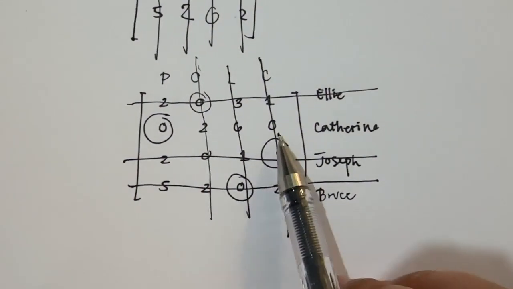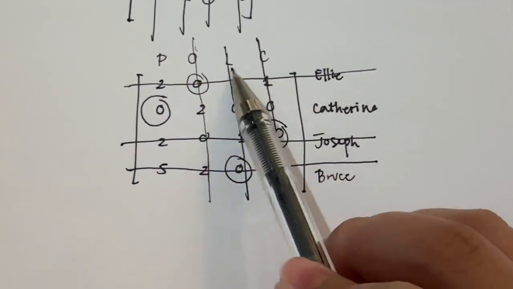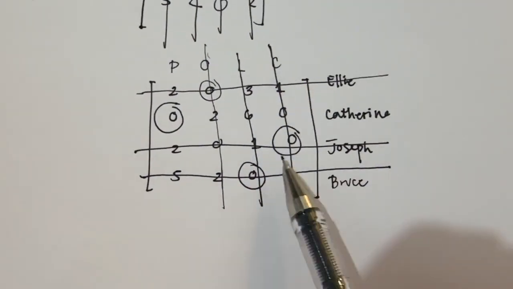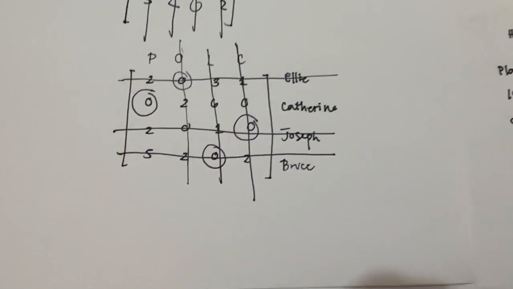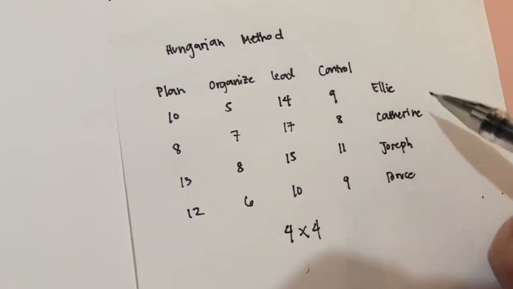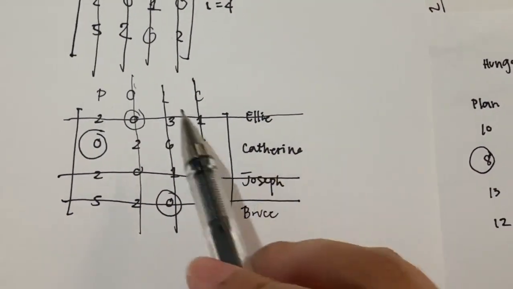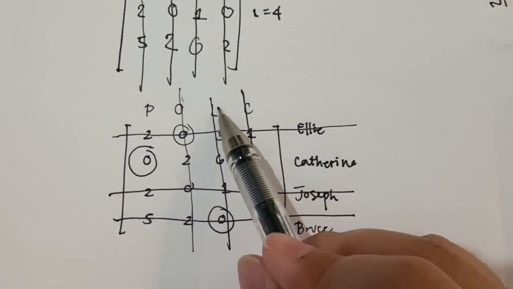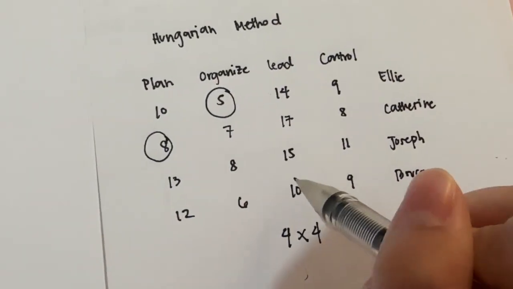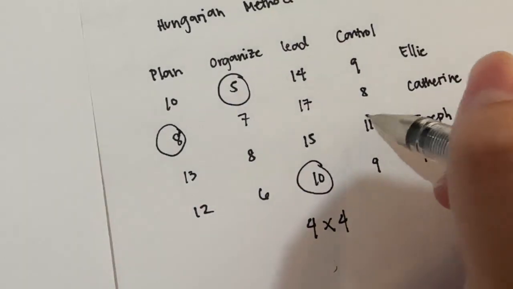So let's take a look at this matrix. We have Catherine for P, organization for Ellie, leading for Bruce, and controlling for Joseph. So let's go back here to this original matrix. We know that Catherine gets planning. So this is the original matrix. Catherine gets planning. And then we have here Ellie gets organizing. So let's encircle this. And we have here leading goes to Bruce, who does it for 10. And we have here control, which we will give to Joseph.